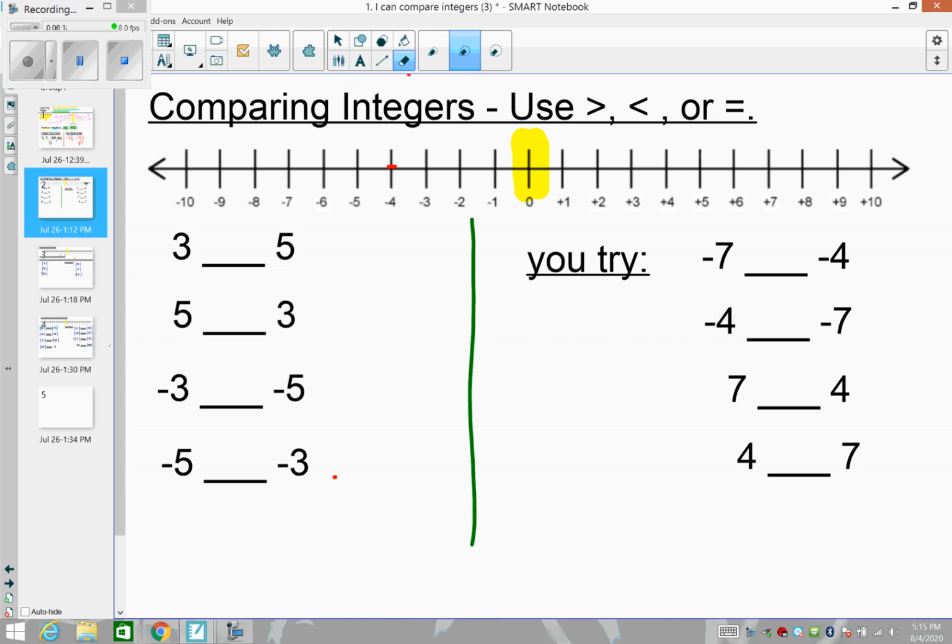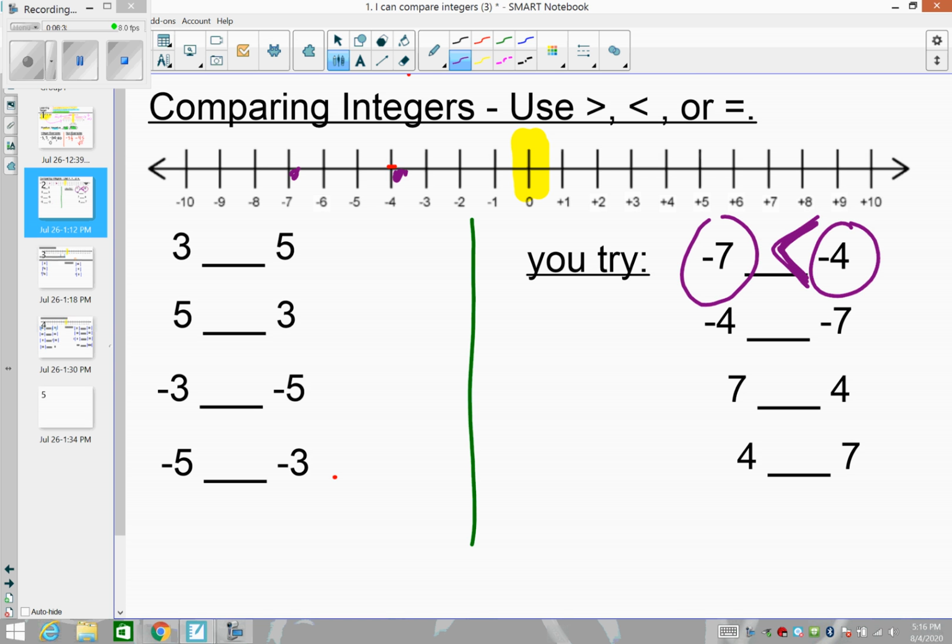So what do we have? We have -7 compared to -4. Which is better? -4 sits here. -7 sits here. Which one is closest to 0? Well, -4 is closest to 0. So the alligator's going to eat the -4. Less than. Same statement here, just reversed. Then it becomes greater than. Go ahead, check your work there.